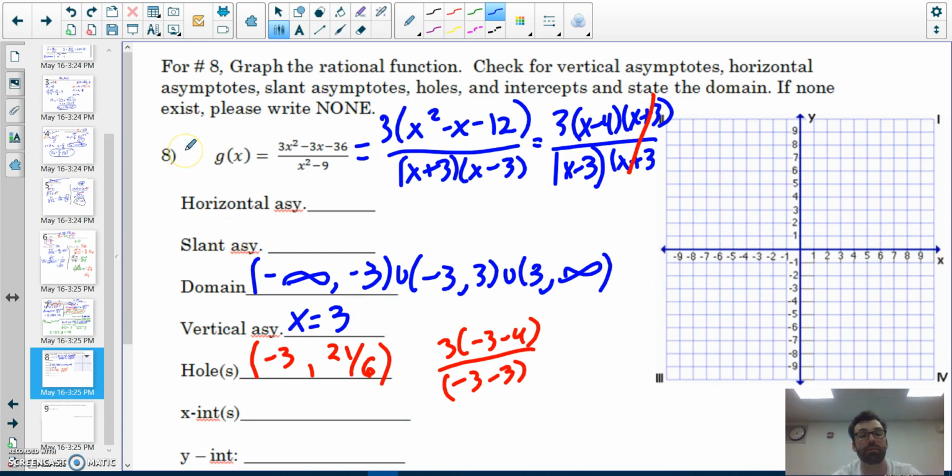Okay, horizontal or end behavior asymptotes, is it top heavy, bottom heavy, or even heavy? This is an even heavy problem. Okay, degree on the top matches the degree on the bottom, so that means I'm not going to have a slant asymptote. I would write none here. But my horizontal asymptote is going to be y equals, if it's even heavy, leading coefficients, a ratio, 3 over 1, which is just 3. So I'm going to go ahead and graph that.